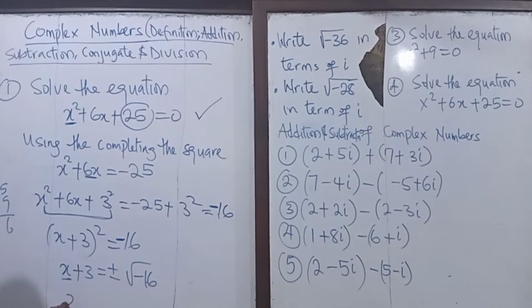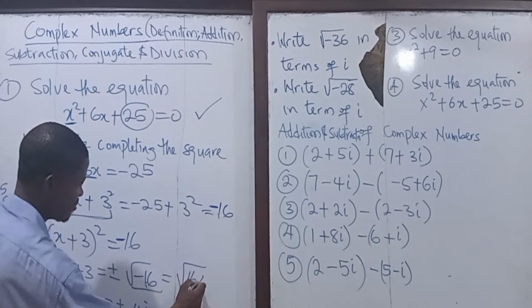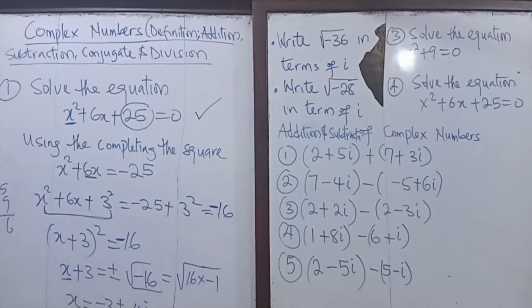Make the x the subject, and you're going to have minus 3 plus or minus. This one will give you 4i. This is equal to root 16 times what? Times minus 1. Okay, so that's that on that one.